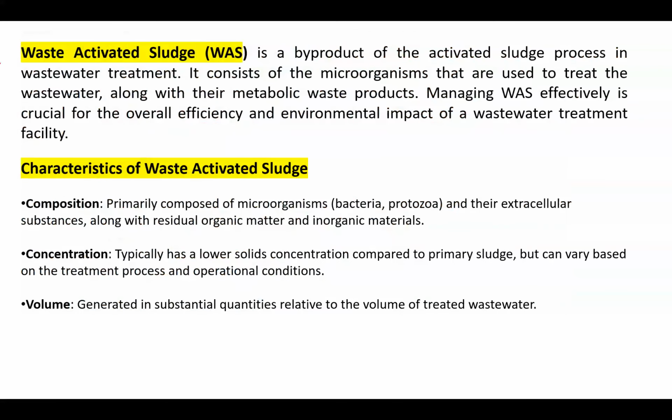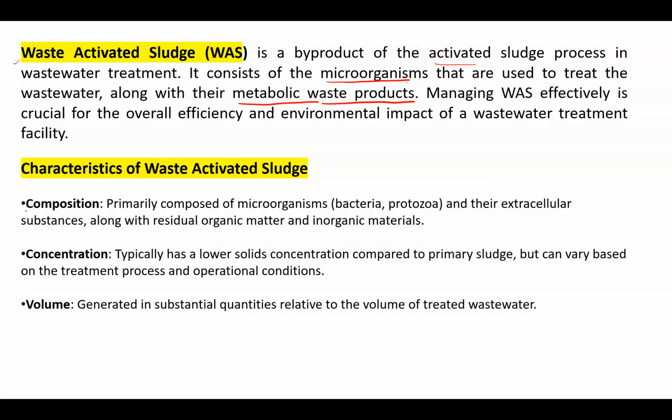So here you see what waste activated sludge is. It is a byproduct of the activated sludge process in wastewater treatment. The main point is that it consists of microorganisms, and also their byproducts due to their process. So microorganisms that are used to treat the wastewater, along with their metabolic waste products. That is waste activated sludge.